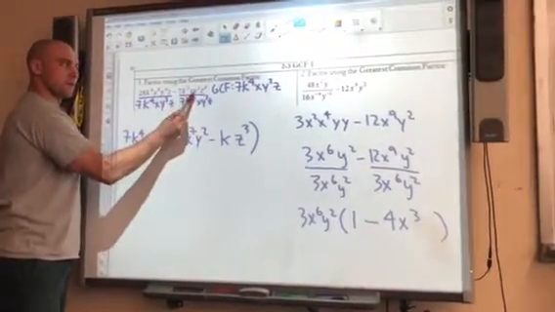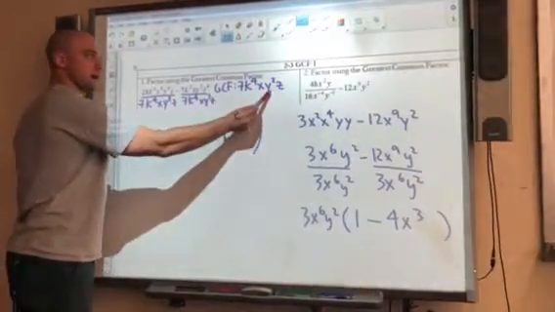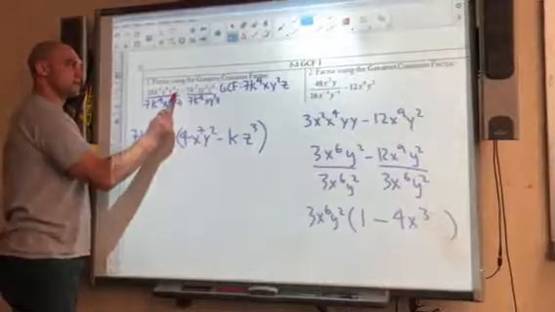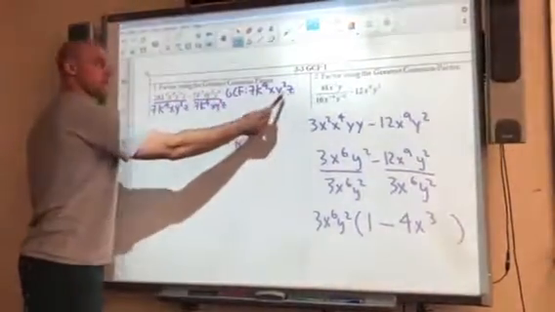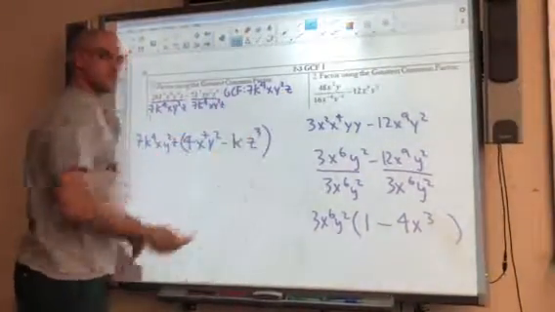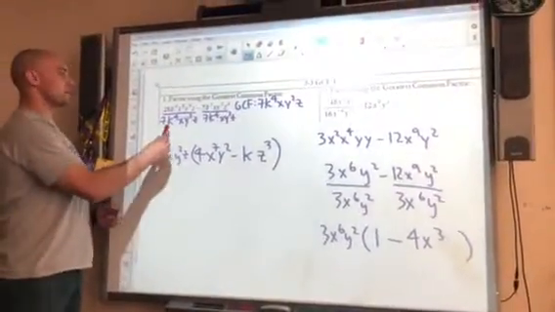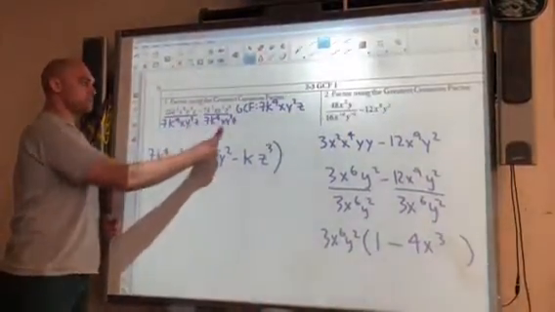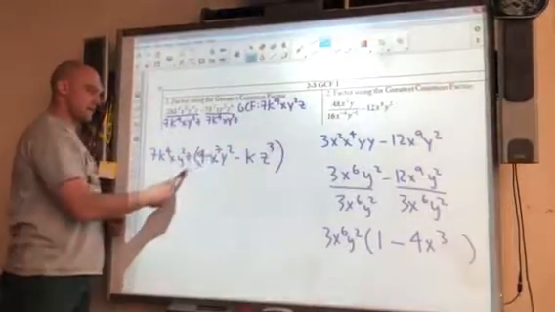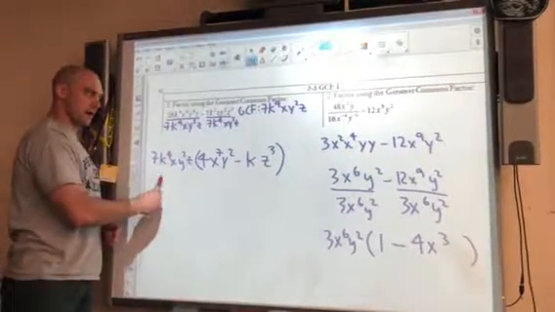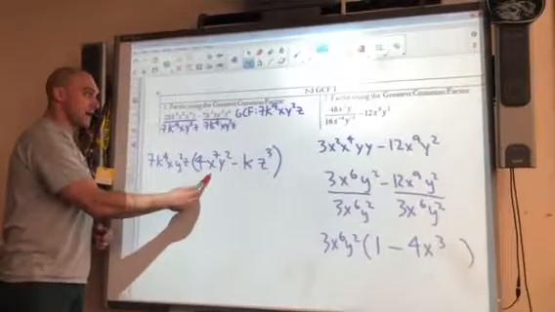Between y to the 4th and y squared, the greatest common factor is y squared. And between z and z to the 4th, the greatest common factor is z. So with the exponents, it's always the lowest power. So I divide both of our terms by the common factor. We put our common factor out front, and then to get here, I am dividing.